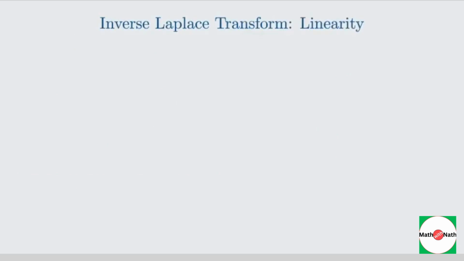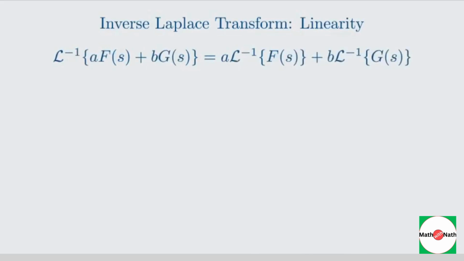Just like the forward transform, the inverse Laplace transform is a linear operator. This is a crucial tool for solving more realistic problems. The linearity property states that the inverse transform of a sum is the sum of the inverse transforms. Additionally, you can pull constant factors, like alpha and beta, outside of the operator. Let's apply this to an example.